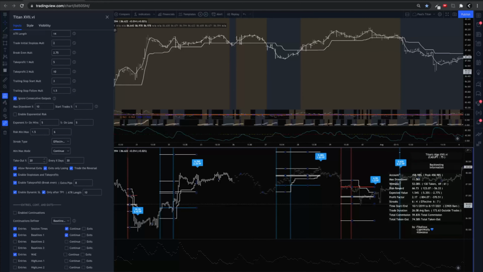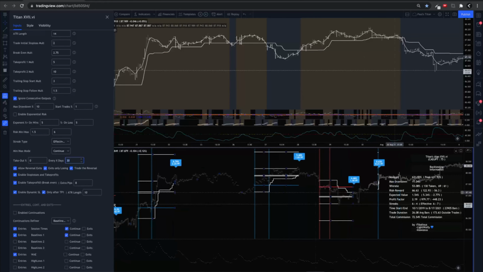Oh yeah, and this is also accounting that every 30 days I'm taking 20% of the account or 20% of the profits out. So if I say I'm not taking anything out, because you might want to just leave it in there, that changes it to 631%.